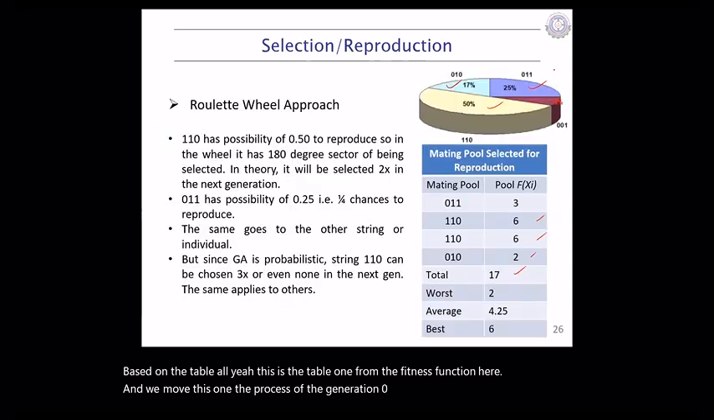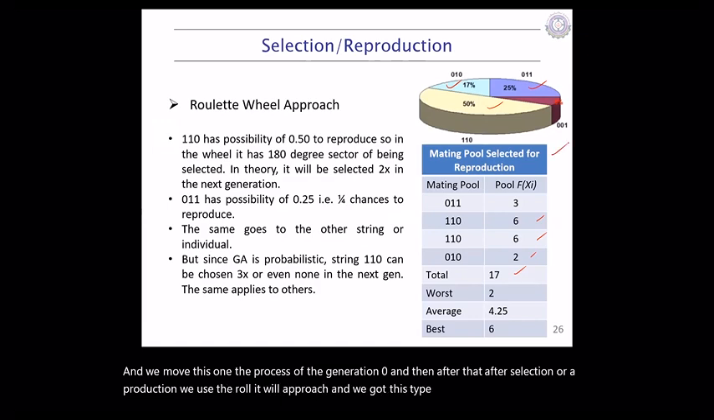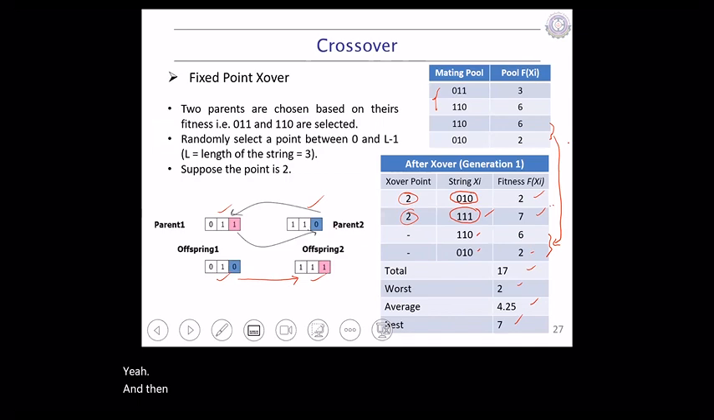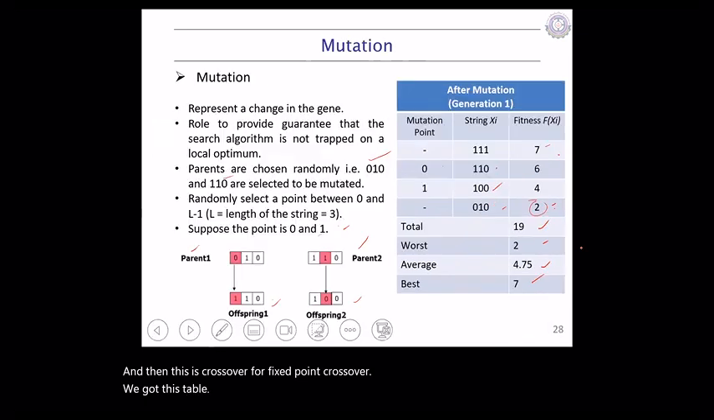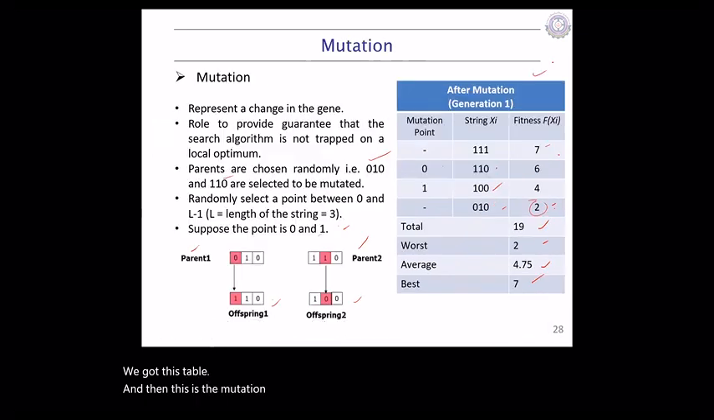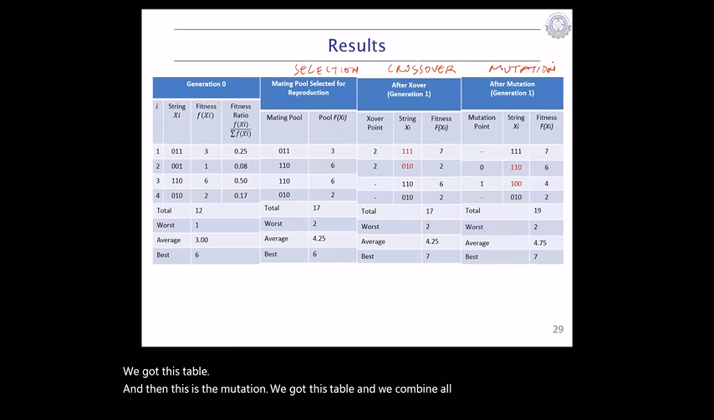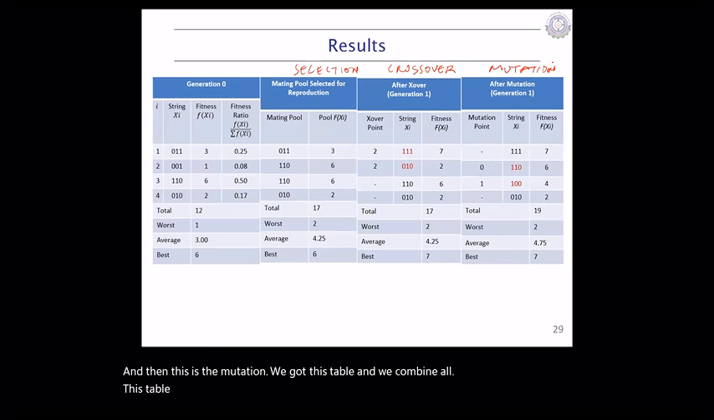And then after selection or reproduction, we use a roulette wheel approach, and we got this table. And then this is crossover, for fixed point crossover, we got this table. And then this is the mutation, we got this table. And we combine all these tables. So then we got this one.